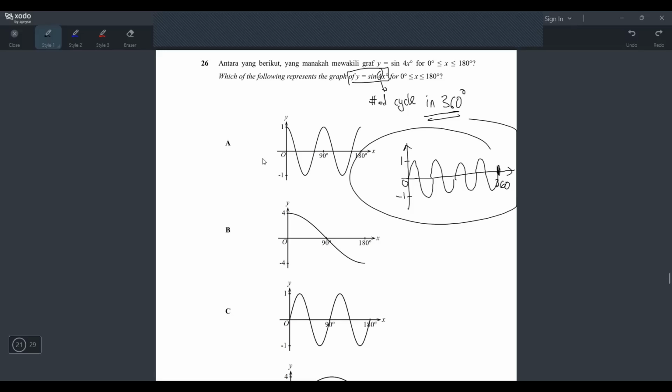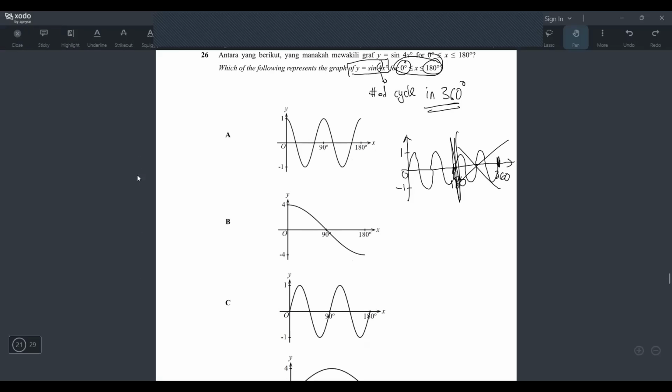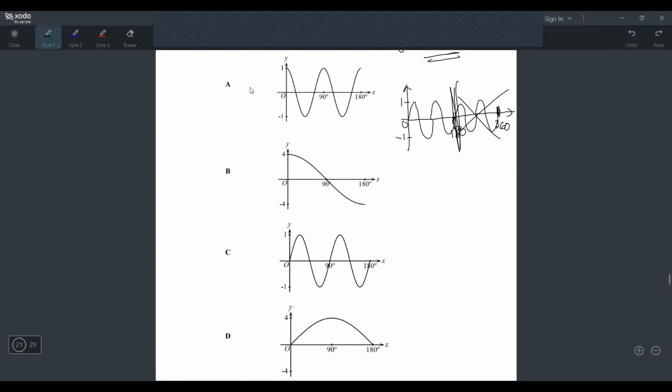This is the answer. But if you look at the range, they only want you to draw from 0 until 180. So 0 is here, but where is 180? The half of it. So here. It means this one I erase. How do I know the half is here? Because 360 has 4 sine graphs. It means 180 has 2 sine graphs only. So this is the 180. So this is your answer. So if you look at A, B, C, D, which one is the answer? C is the answer. Can you see? 1 sine graph, 2 sine graphs, and then end at 180.